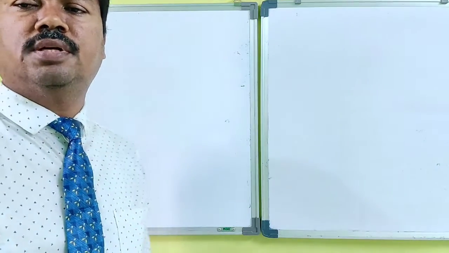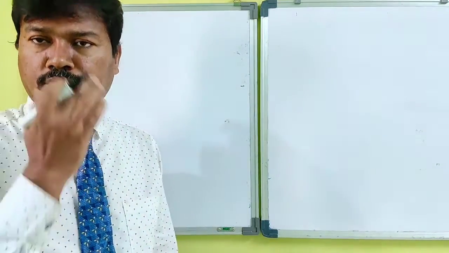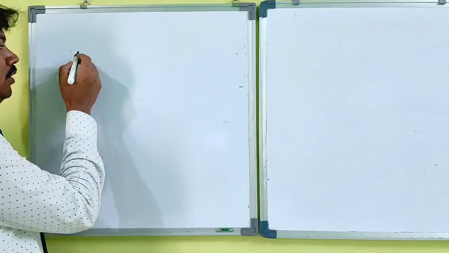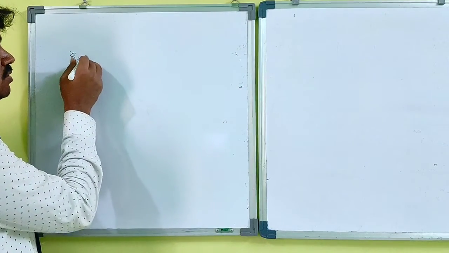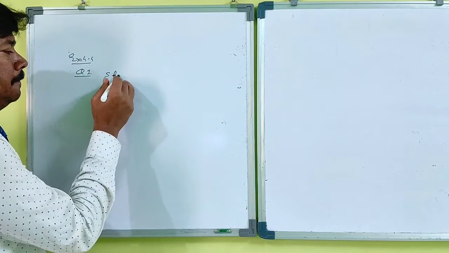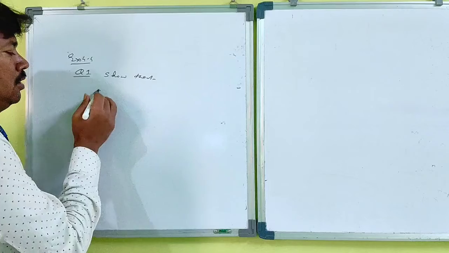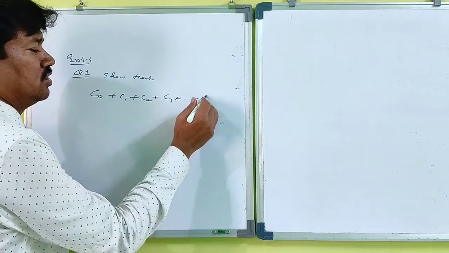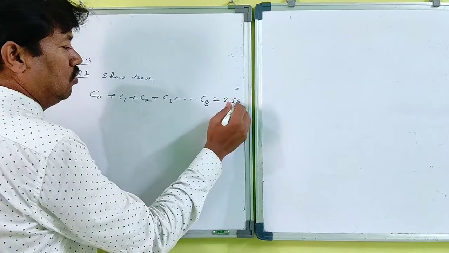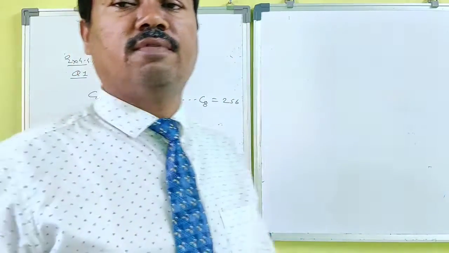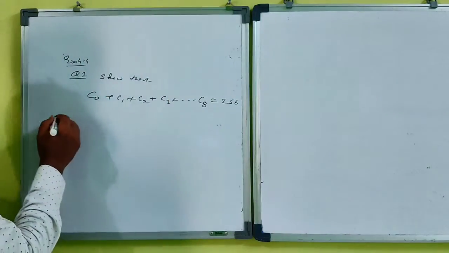Now a few questions based on exercise 4.4, that is the same concept. So here, exercise 4.4, question number 1: show that C0 + C1 + C2 up to C8 is equal to 256. Now this you have to prove. So how to prove this is very simple. Start from the left hand side.